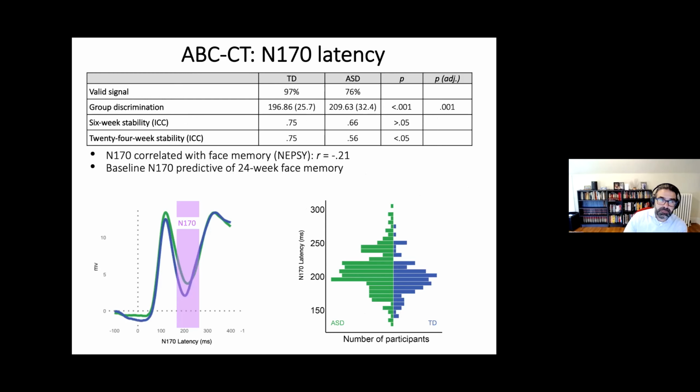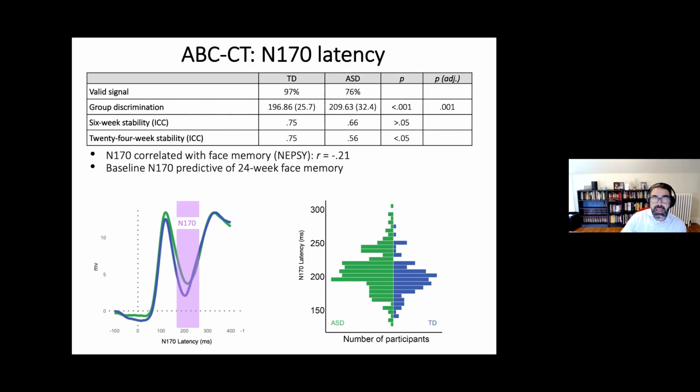A few things. First, the findings hold up. We see that the N170 is slower in people with autism than in typically developing people. Second, we learned that we can acquire this information pretty reliably. We got valid signal from 97% of the typically developing kids and three-quarters of the kids with autism.